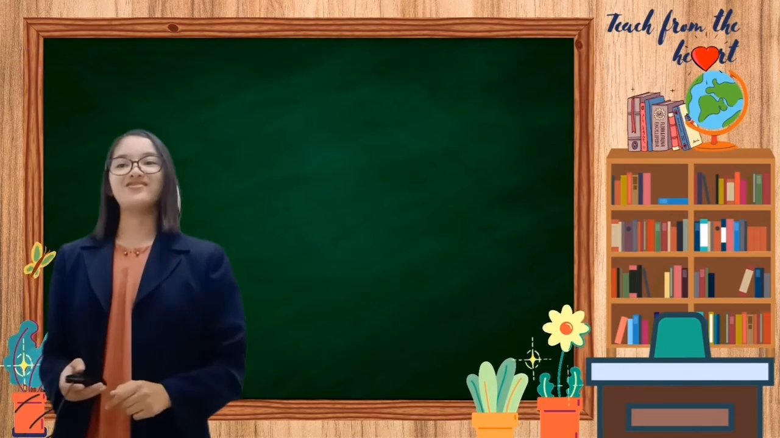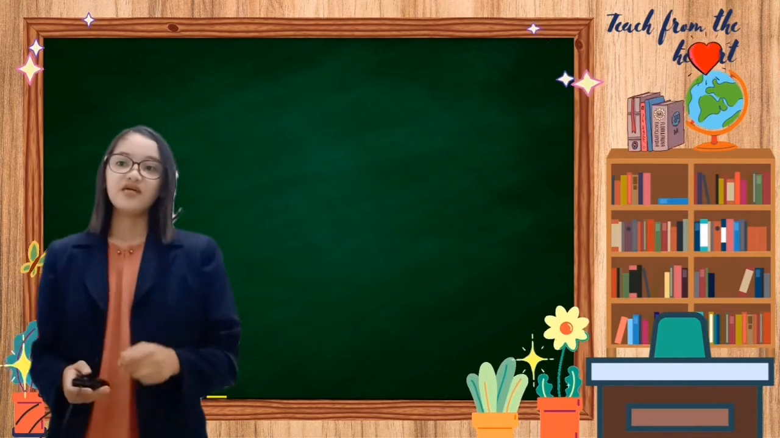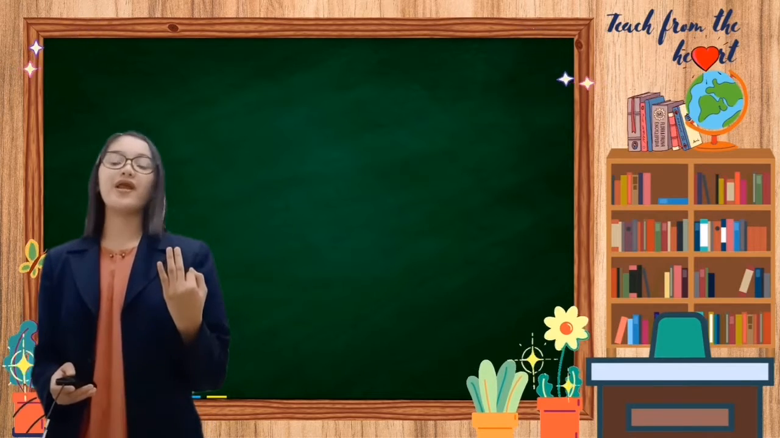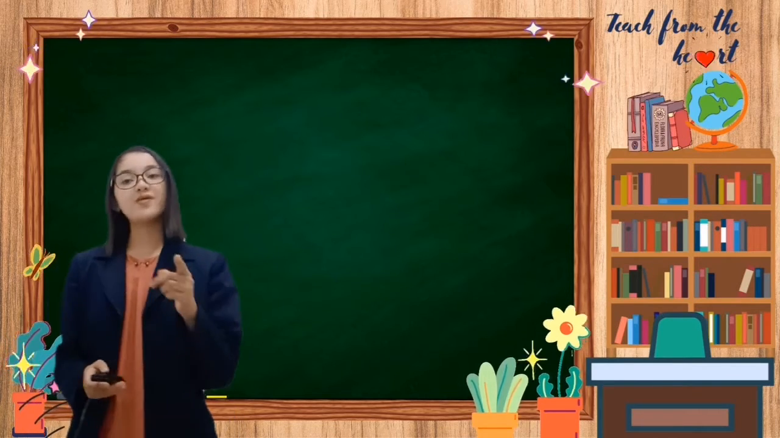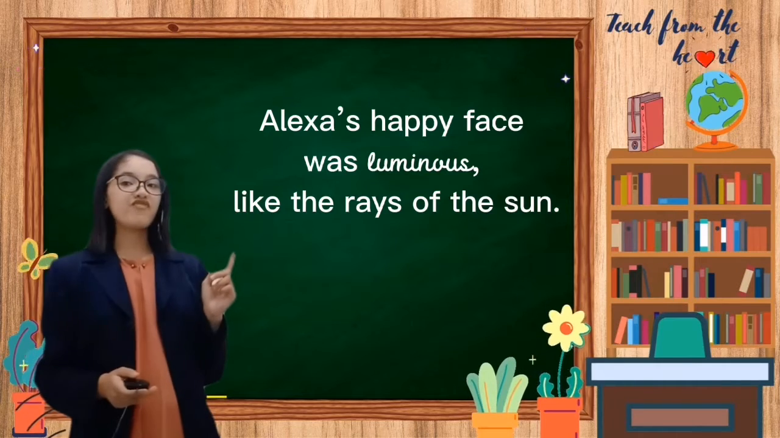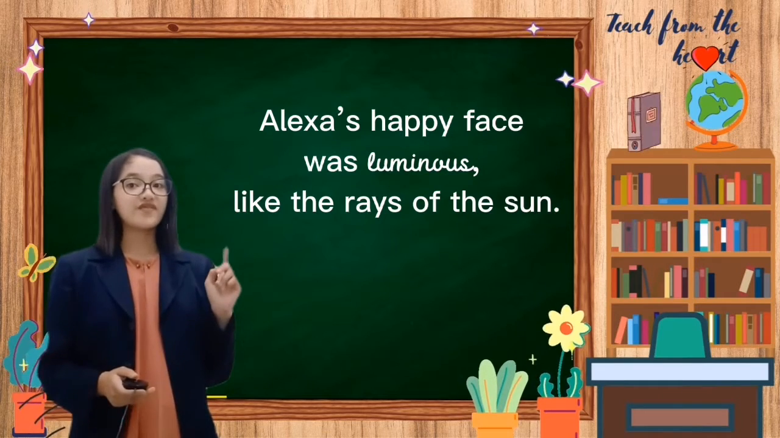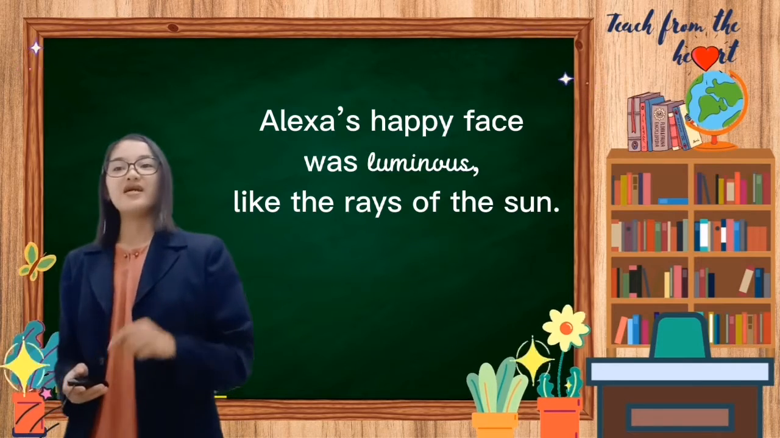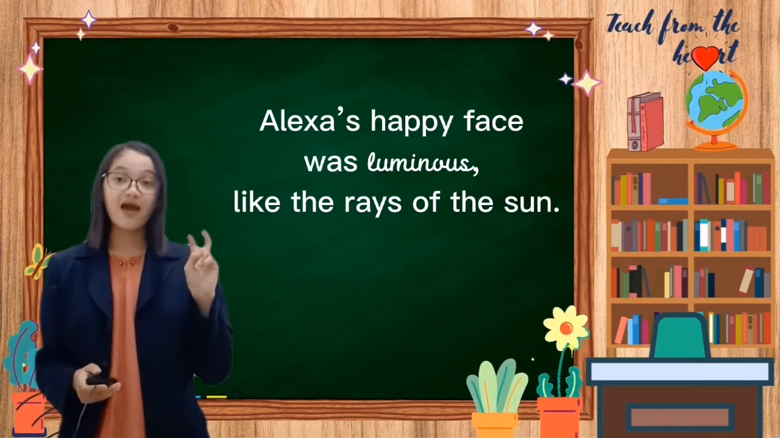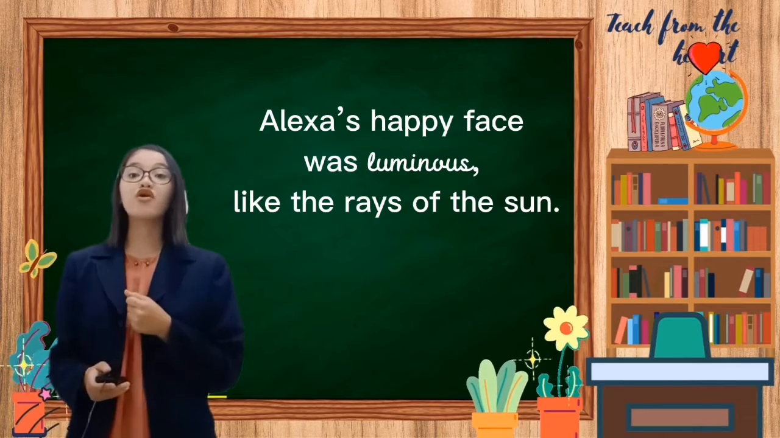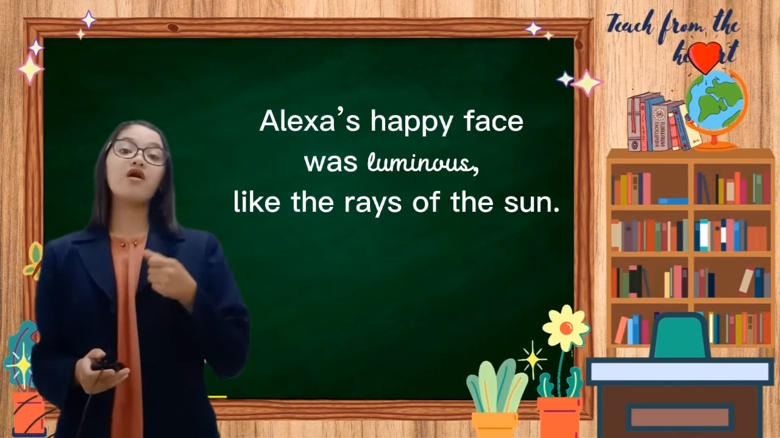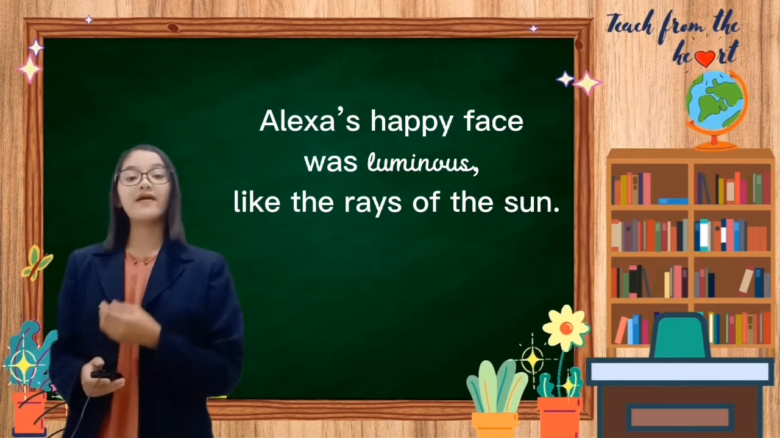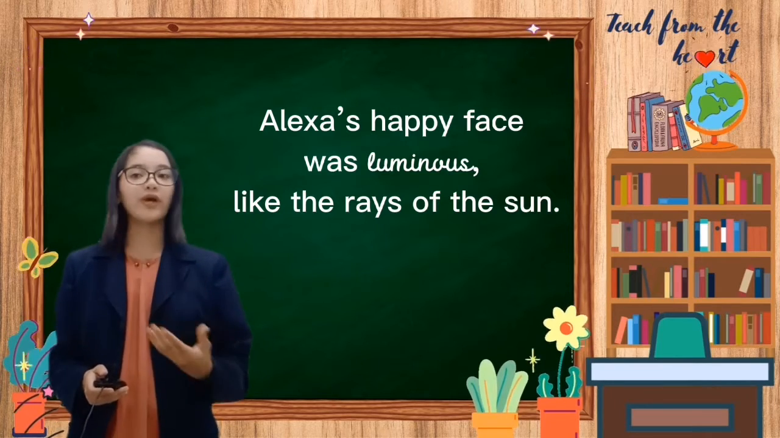Now it's your turn. Just tell me the signal word and then what type of clue and the meaning of the underlined word. Now your turn. Alexa's happy face was luminous, like the rays of the sun. You're right. The signal word is like, and the type of clue is comparison clue because of the word like. And the meaning of the underlined word is radiant or glowing.